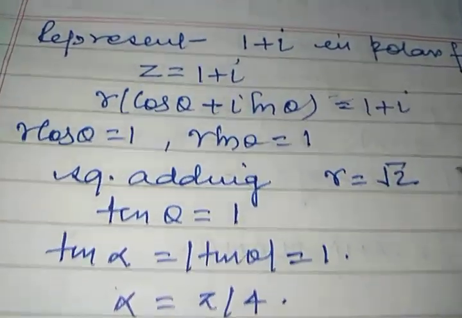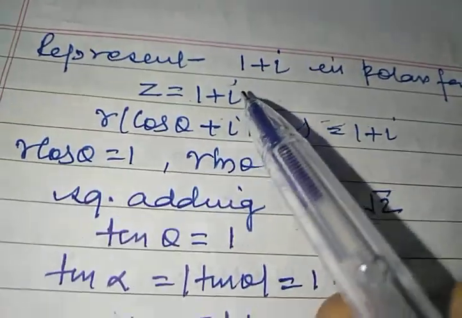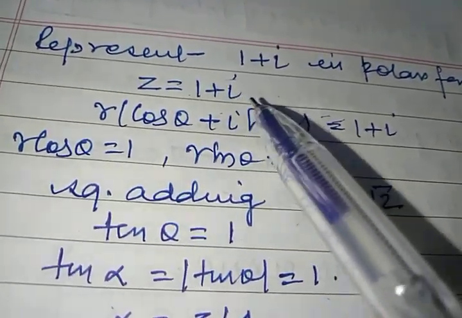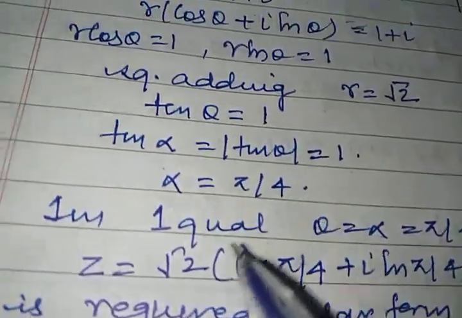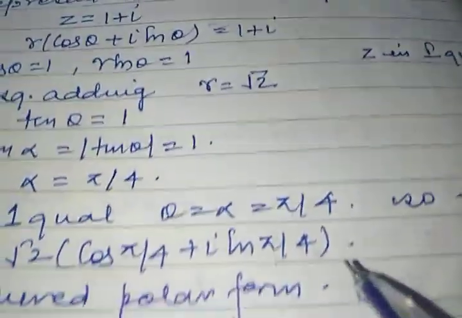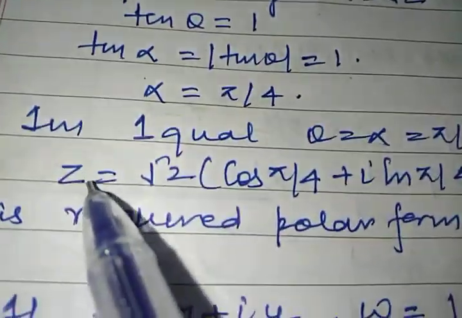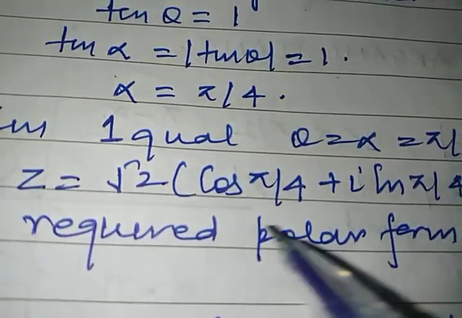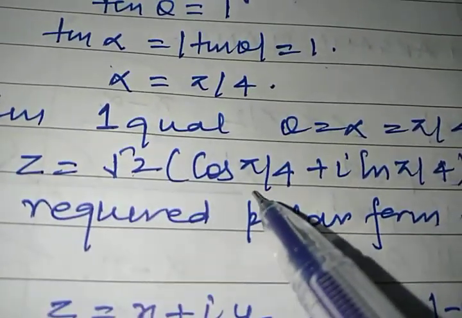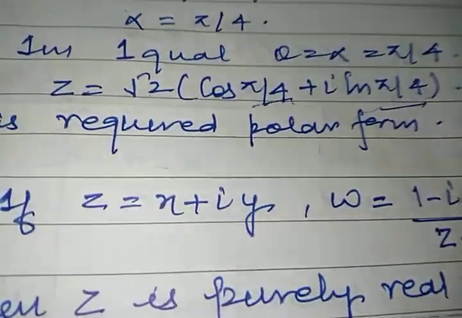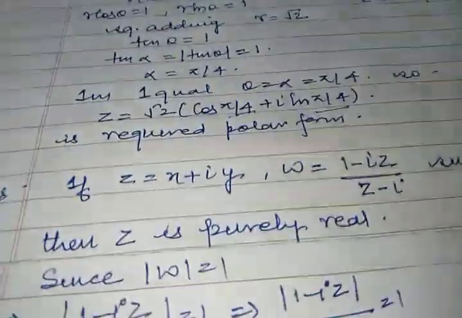Right. Then this is the case of the first quadrant, so we do not need to do anything, because theta will be equal to alpha only, which is pi by 4. So, okay, now z will be equal to r cos theta plus i sin theta, where this is r and this is theta. So this is the required solution.